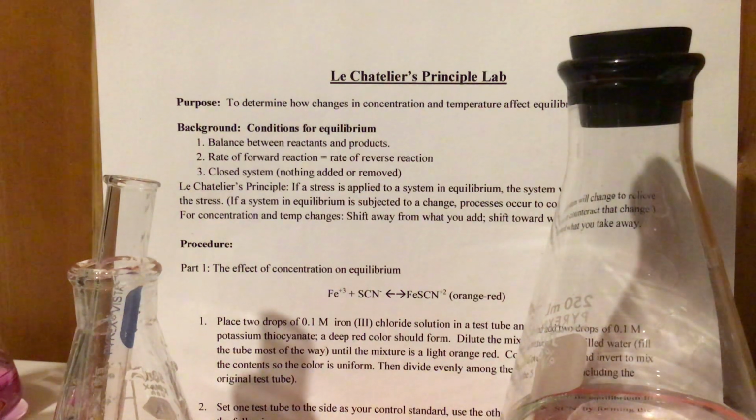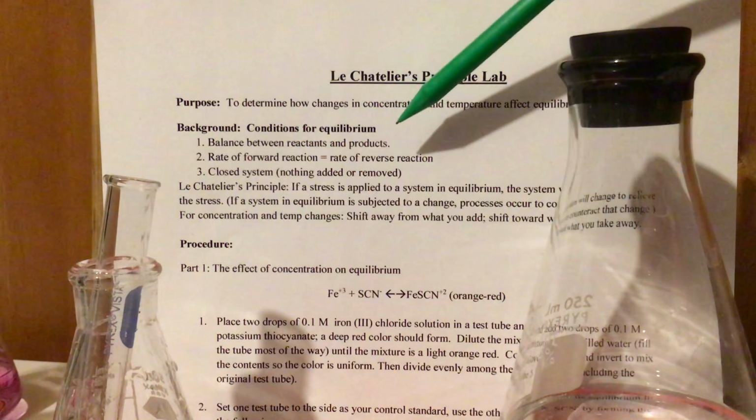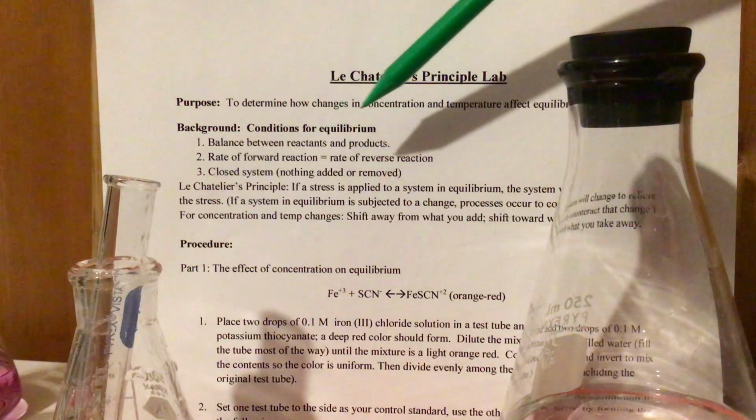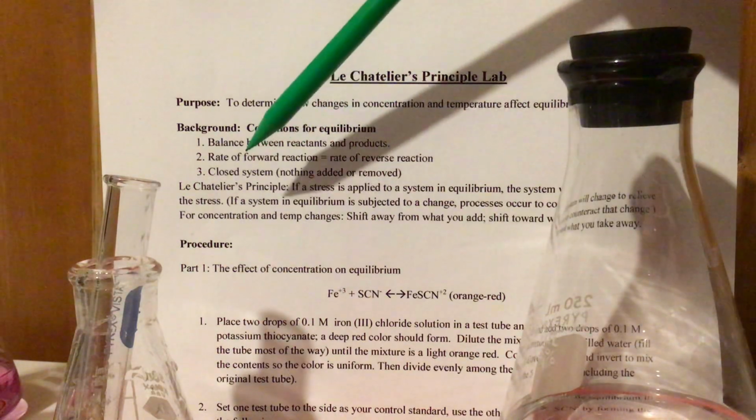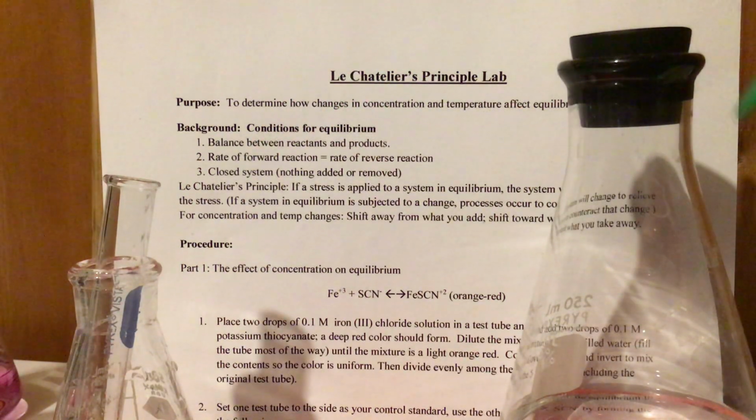LeChatelier's Principle Lab Part 2. Just to review, conditions for equilibrium. We have an equilibrium system here, and it's a balance between reactants and products. Rate of forward reaction equals rate of reverse reaction. It's a closed system where nothing is added or removed.